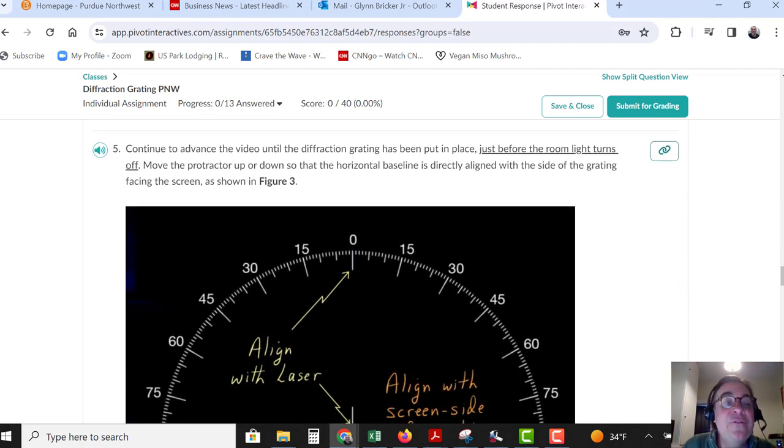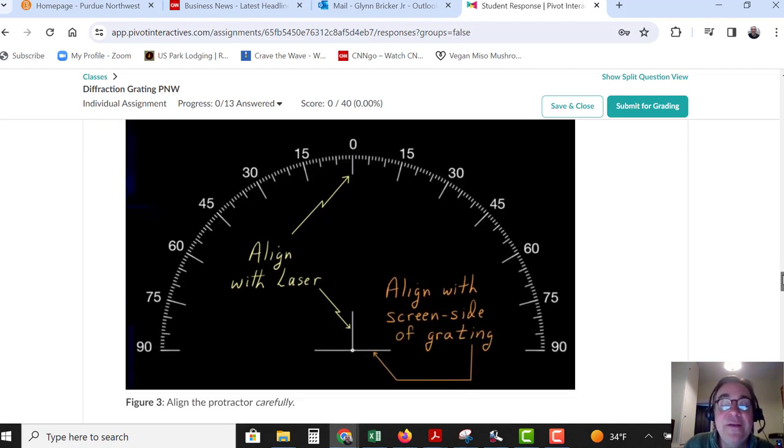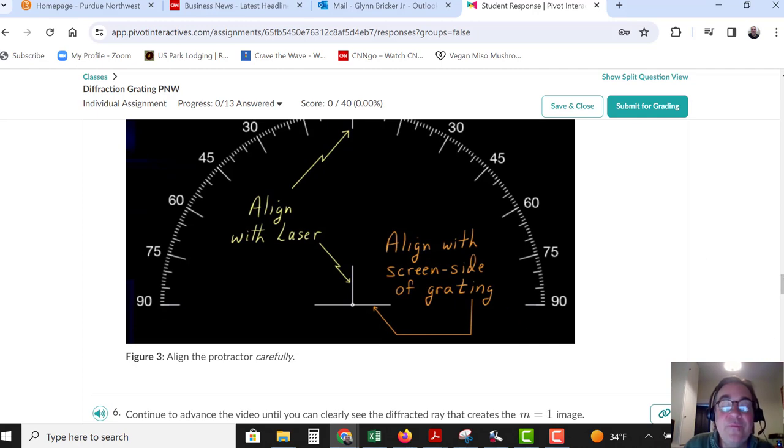Okay, continue to advance the video until the diffraction grating has been put into place, but just before the light turns on, just before the room lights turn off. Move the projector up and down so the horizontal base is directly aligned with the side of the grating facing the screen. Okay, so line everything up just as it says here.